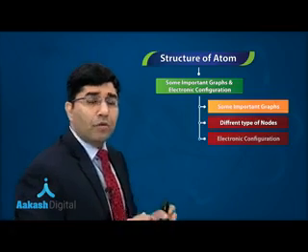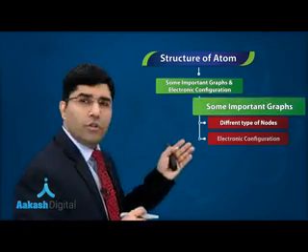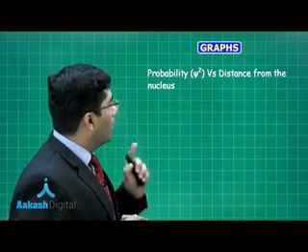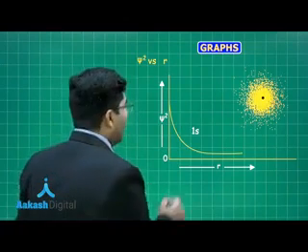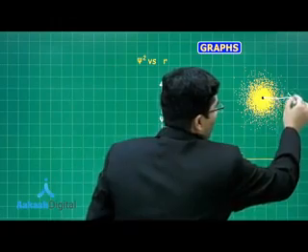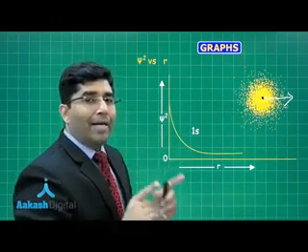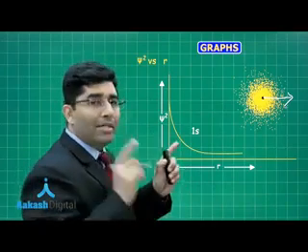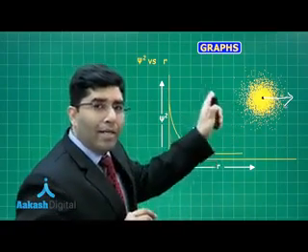So after discussing the different types of graphs, let's talk about some more graphs. The graph for xi square and the distance from the nucleus. Now we know that as we go far away from the nucleus, as we discussed earlier also, xi decreases. We have discussed this in the graphs of xi versus r. So the probability of finding the electron decreases.